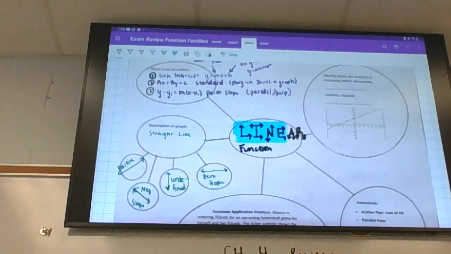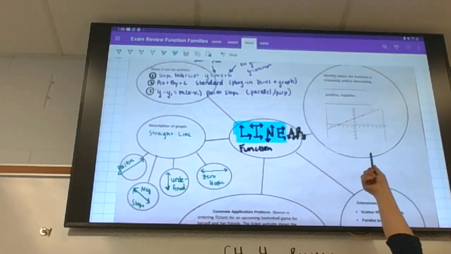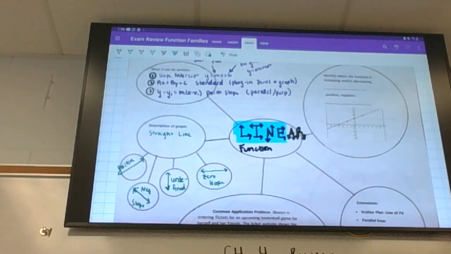So the idea is to review the function family, do some practice problems. What bubble are we on now? Now I'm going to do this guy. This is where we describe a graph when it's positive, negative, increasing, decreasing. This says identify.